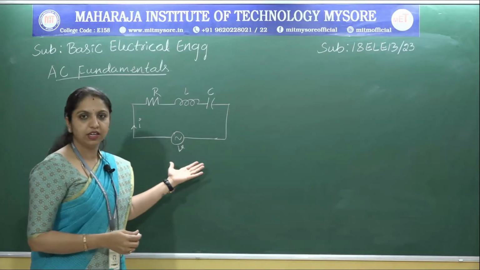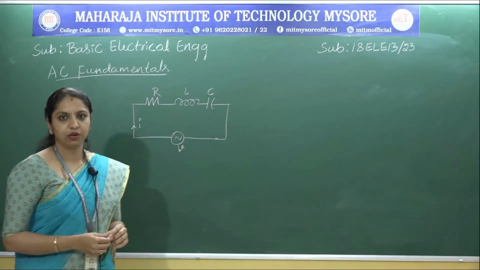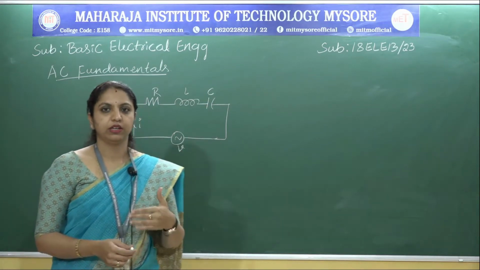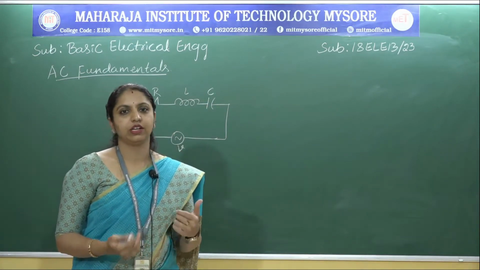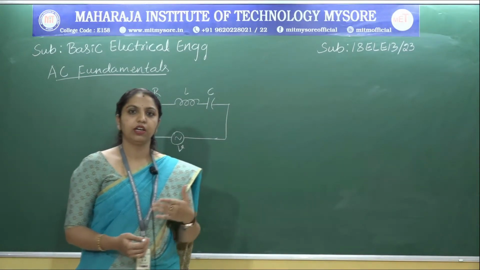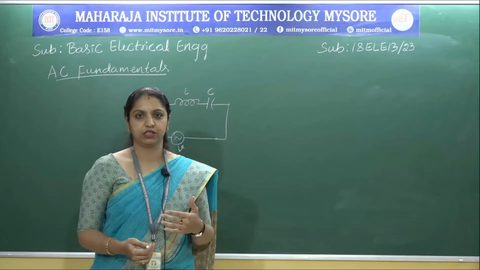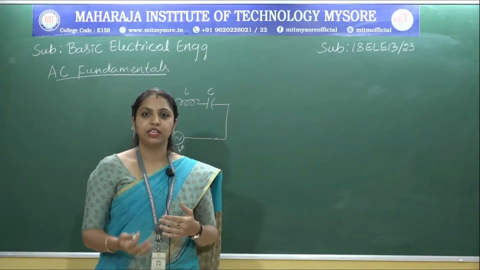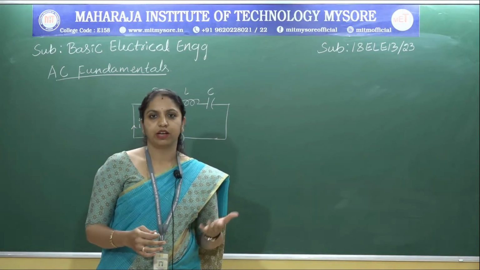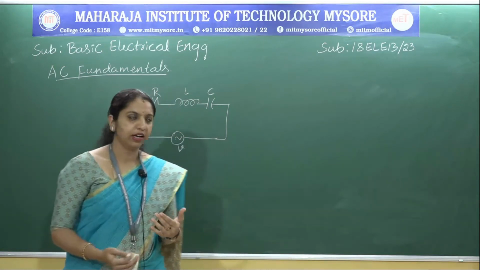In this AC circuit you can see an alternating quantity, because AC stands for alternating current. Here we see alternating voltage and alternating current, so that means an alternating quantity. The magnitude changes with respect to time, so that means it can have only two directions, that is positive and negative.